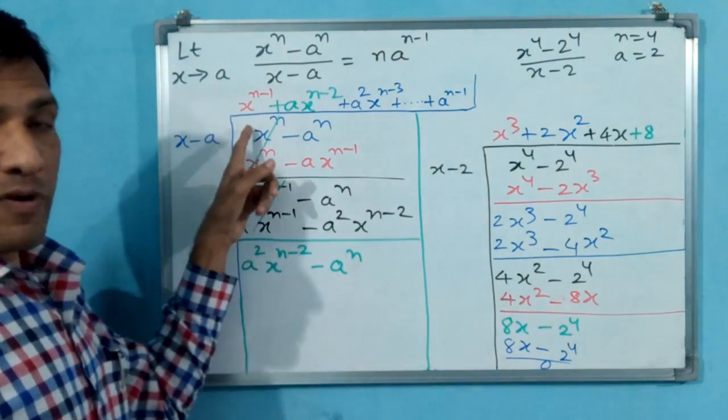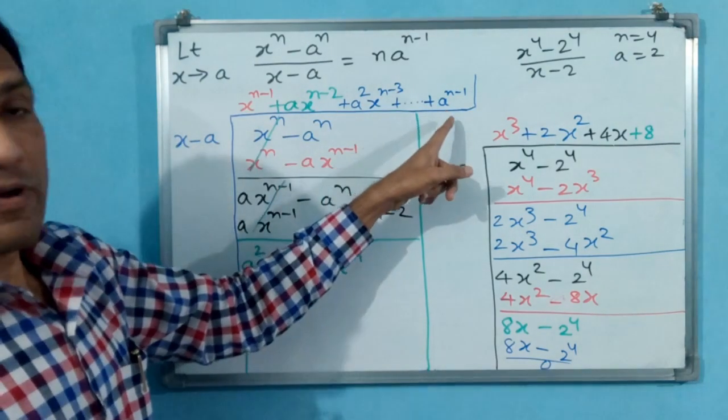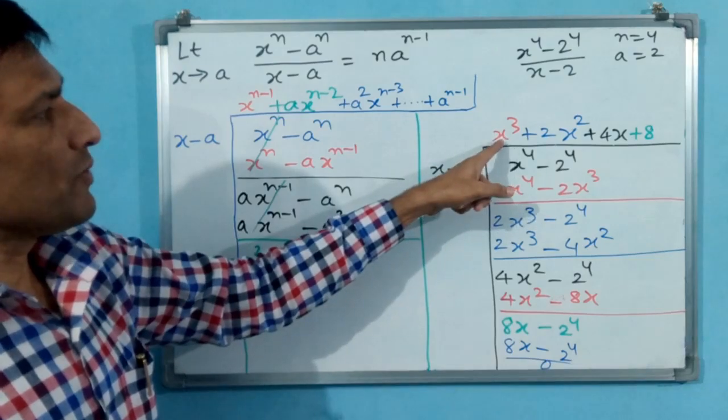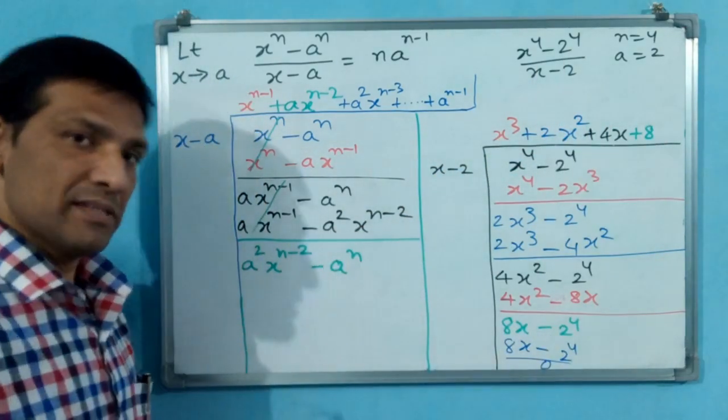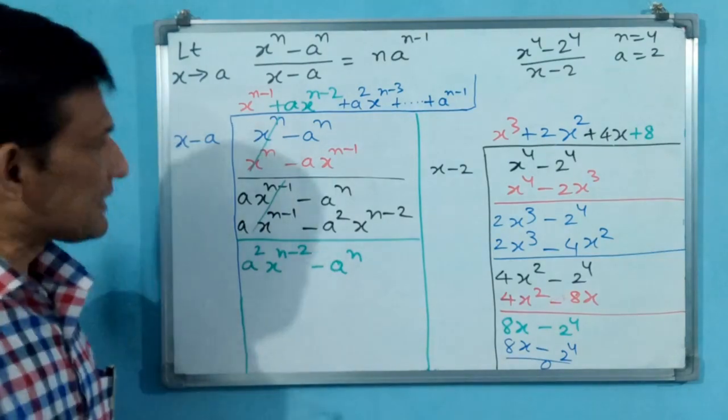First term x to the power of n minus 1. Last term a to the power of n minus 1. First term x to the power of n minus 1. Last term a to the power of n minus 1. These you have to compare and see. Okay. Now pause and note this down.